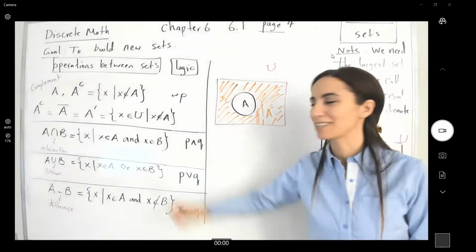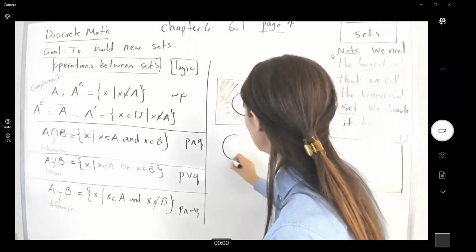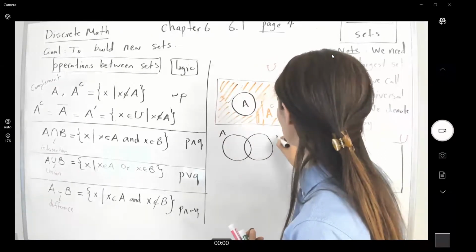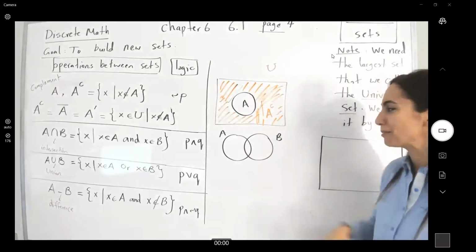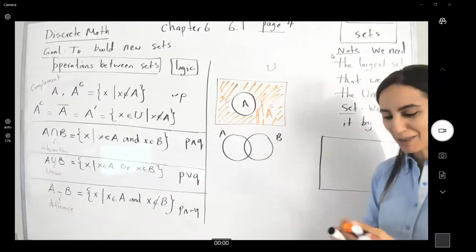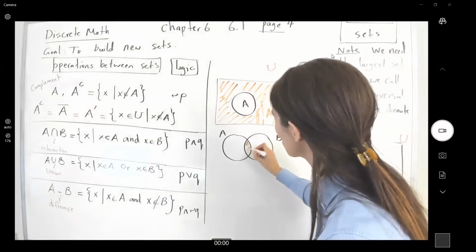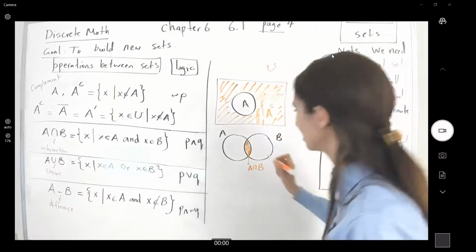What about the intersection between two sets? Suppose you have set A and you have set B. The intersection between them, or all the common elements, is going to be located here in the shaded area. So this is A intersection B.